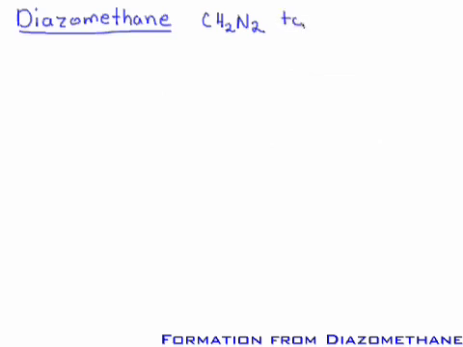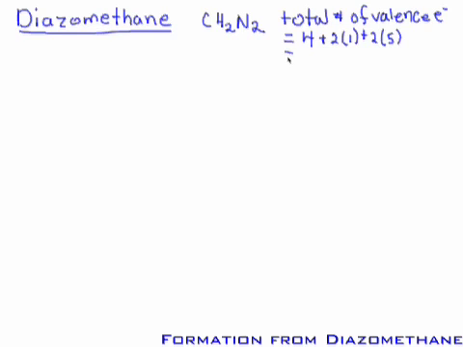To do so, we must calculate the total number of valence electrons. In that case, we have carbon, which is 4. We have 2 times 1 for hydrogen. And we have 2 times 5 for the nitrogen, which gives me a total of 16 valence electrons. If I do this, I can put carbon with 4, nitrogen with 5, nitrogen with 5. And hydrogen has 1, hydrogen has 1. We can start linking things up.